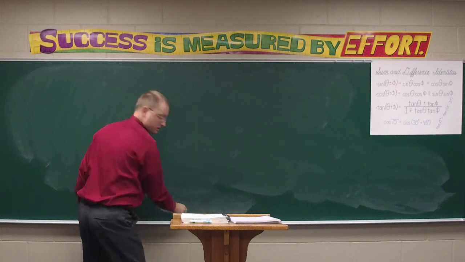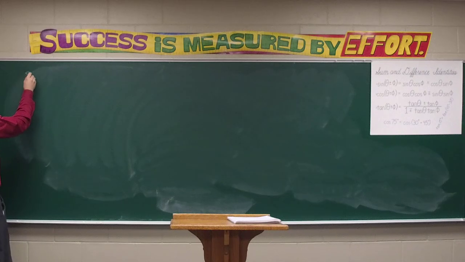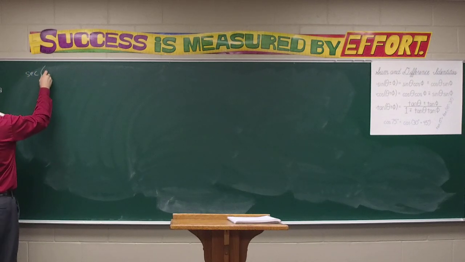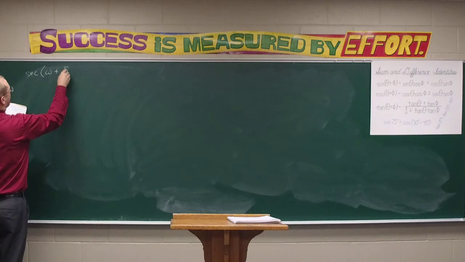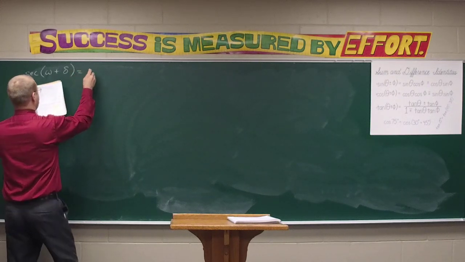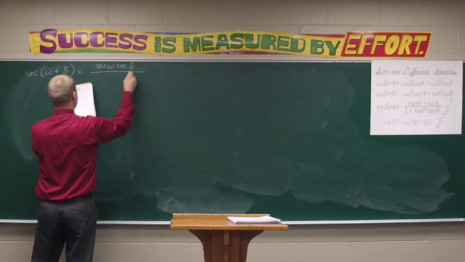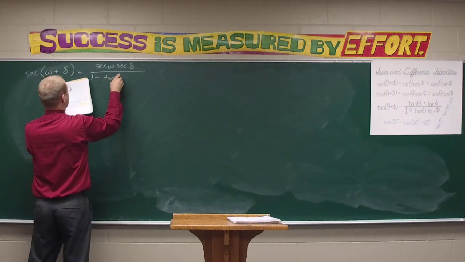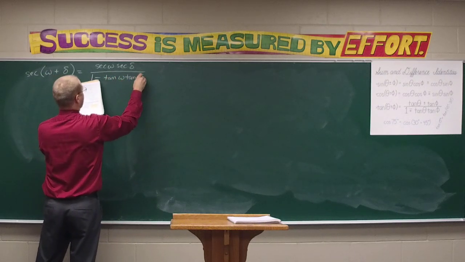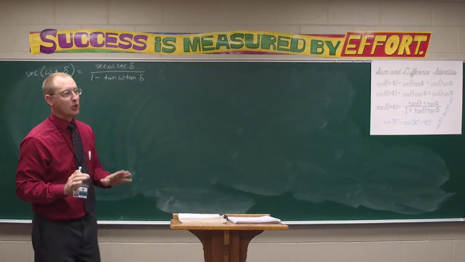All right, so we got omega and delta. Did we just make that capital delta? Nope. Because the lowercase delta is cool. It's like an 8 that you don't finish. And we want to show that that's equal to secant omega, secant delta, all over 1 minus tangent omega, tangent delta. Now, which side looks more complicated?